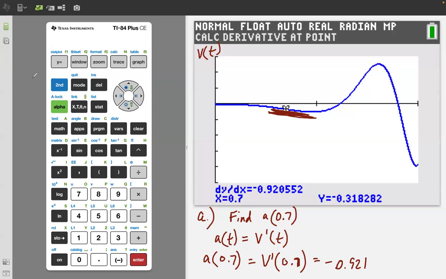But the second part says, is the bug or the object speeding up or slowing down? To answer the question of speeding up or slowing down, we have to look at the acceleration and the velocity.